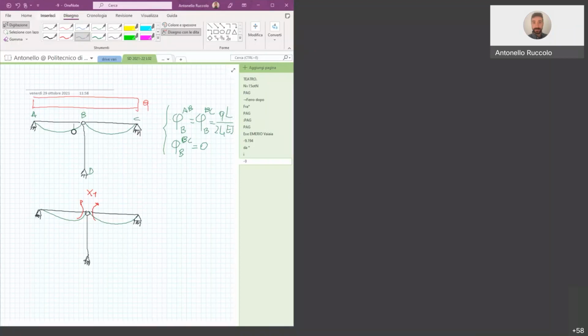Sorry, Professor, how come phi B at BC is both equal to 0 and to the QL over 24 EI? It's impossible to be equal to both, no? I think it's BD. BD equal to 0. Oh, sorry, yes. Thank you. Okay. That's right.